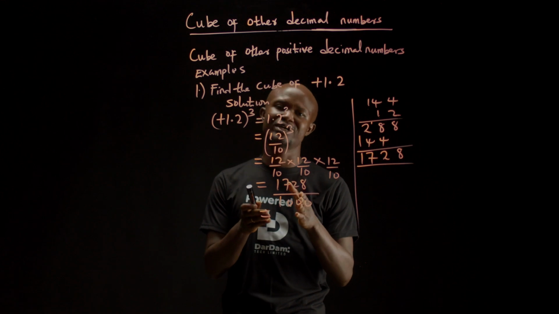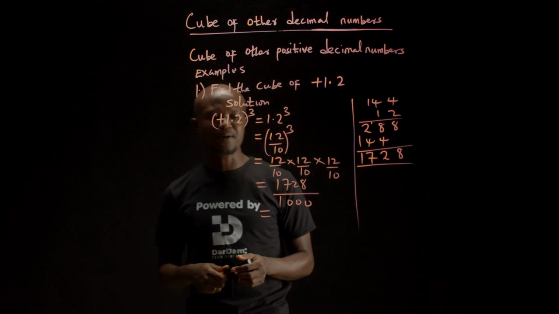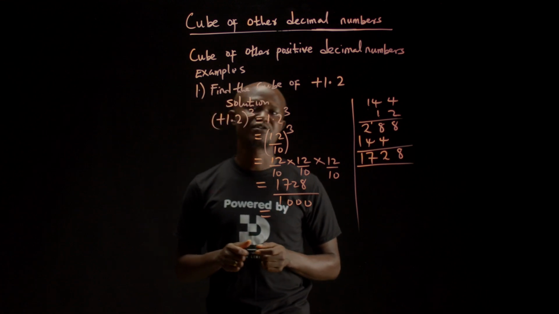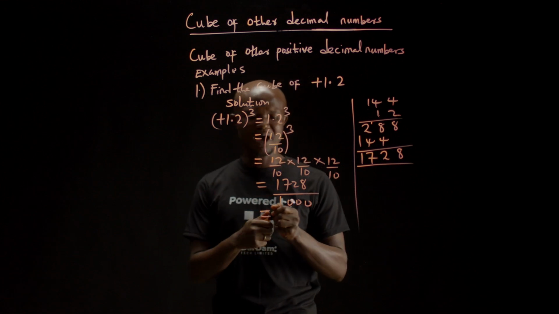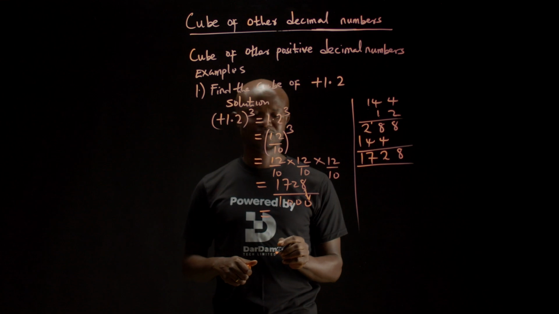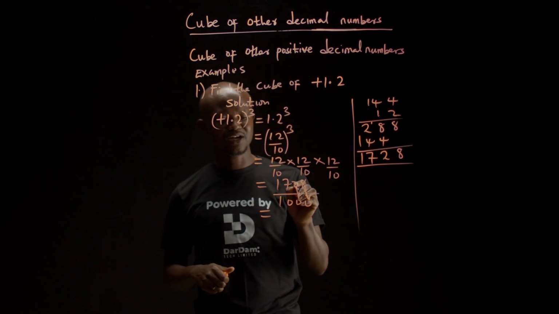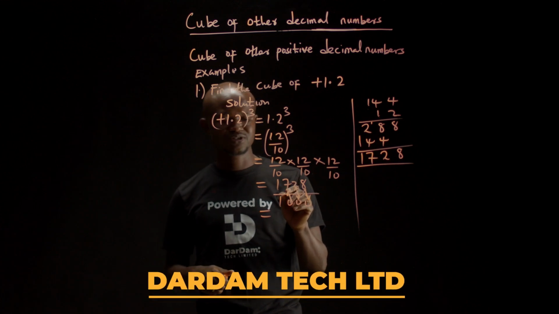Since we are looking at an improper fraction, what do you do? You map from the last number, that is from the back. So mapping, what do we have? We map 8 to 0. Then we map 2 to 0. Then we map 7 to 0.